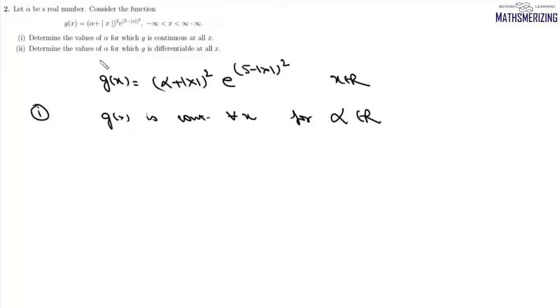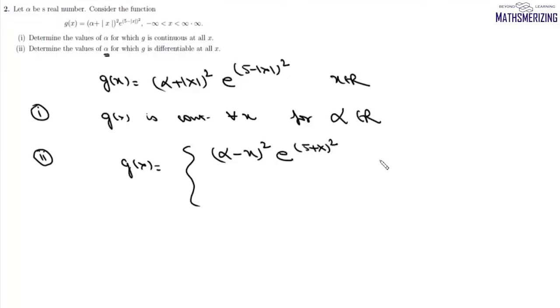Now the second part is, determine the values of alpha for which g is differentiable at all x. Now for the second part, we can express this definition g(x) as (alpha - x)^2 into e^(5 + x^2) if x is less than 0, and it will be (alpha + x)^2 e^(5 - x^2) when x is greater than or equal to 0.